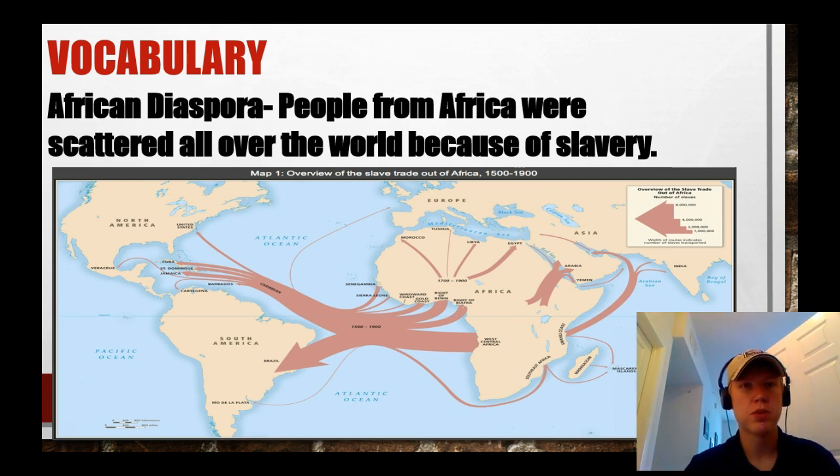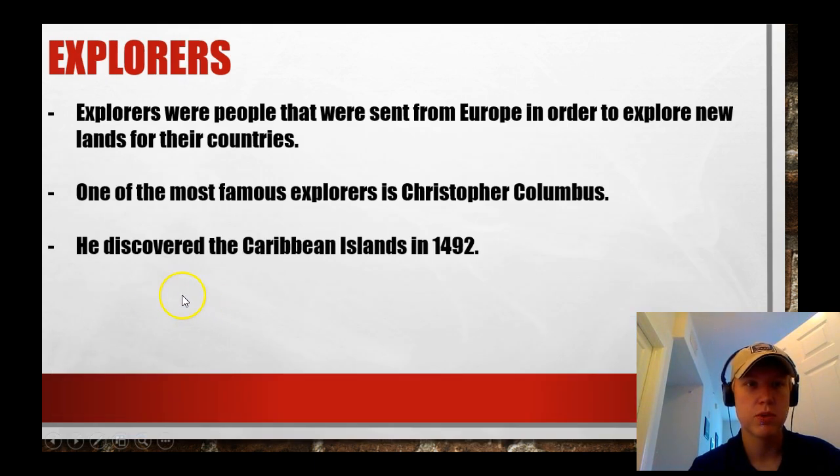Alright, African diaspora. African diaspora was when people from Africa were scattered all over the world because of slavery. So if you see right here, what happened is that the Europeans went to Africa and they stole a bunch of people from Africa and shipped them to different countries all over the world. The Africans used to live in Africa, and a lot of them were stolen from Africa and basically shipped to all these countries. So their population was spread all over the world. It used to be here, and then it got spread all over the place, and that is African diaspora.